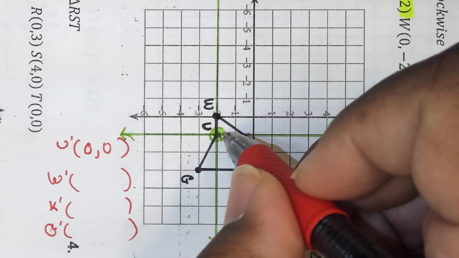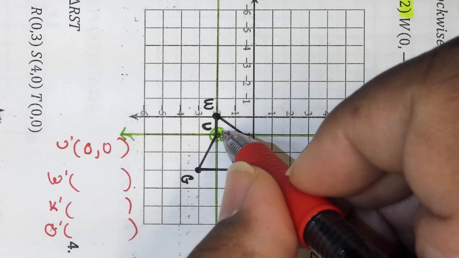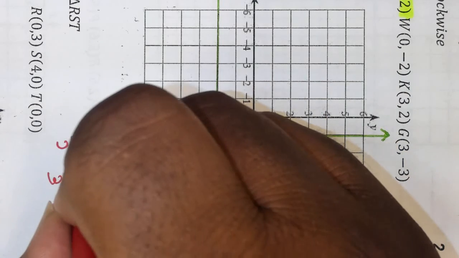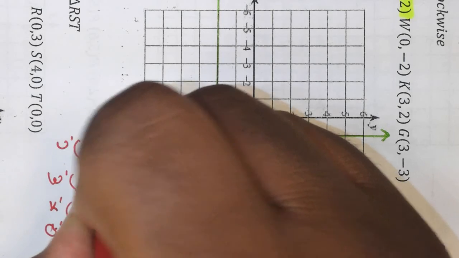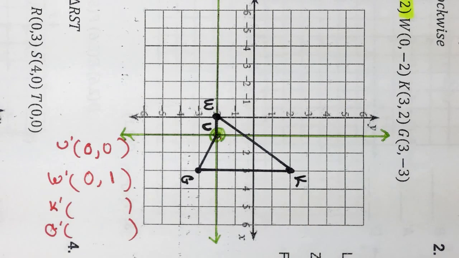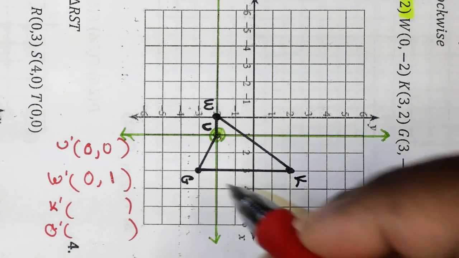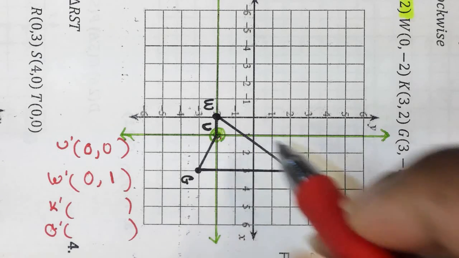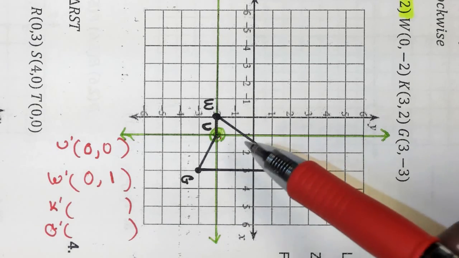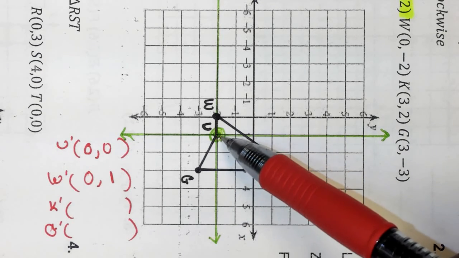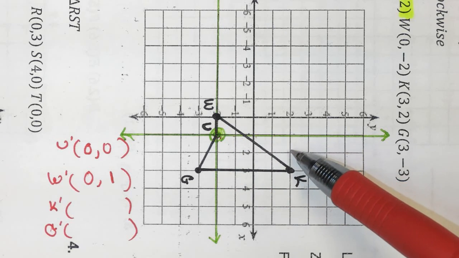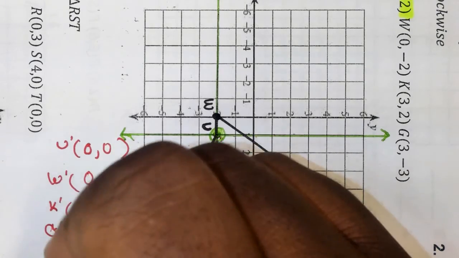The W from the center of rotation, where is it, Jacob? 0, 1, right? Jacob, do the next one. From the center of rotation, where is K? 4, negative 2. For those who can't see it, I'm going to count it for you. From my center of rotation it is over 1, 2, 3, 4, and down 1, 2. That is 4, negative 2.